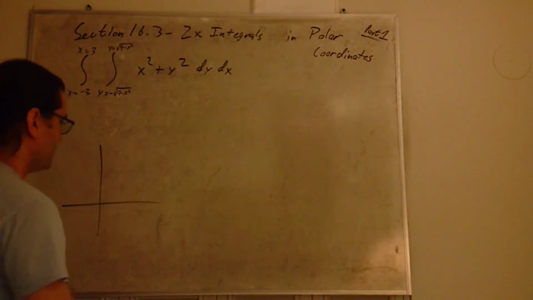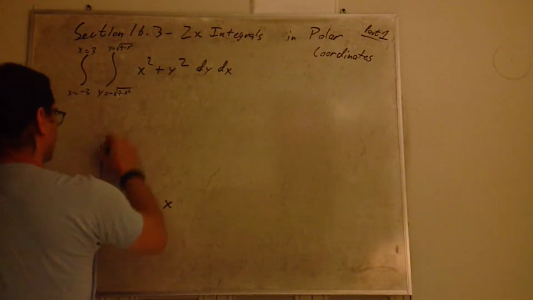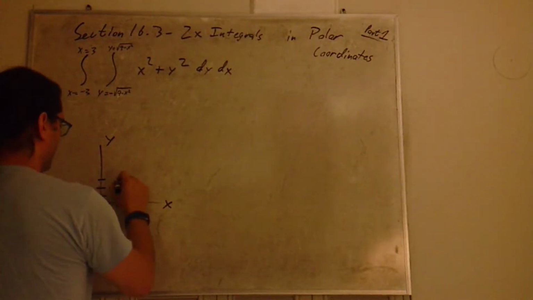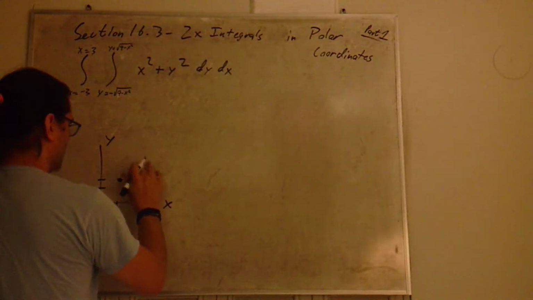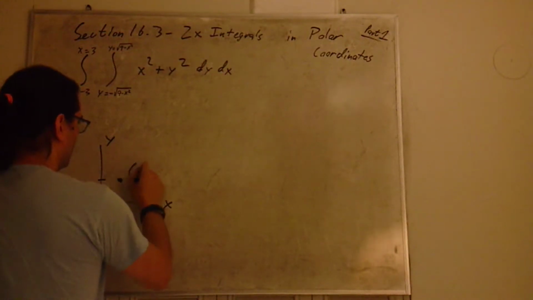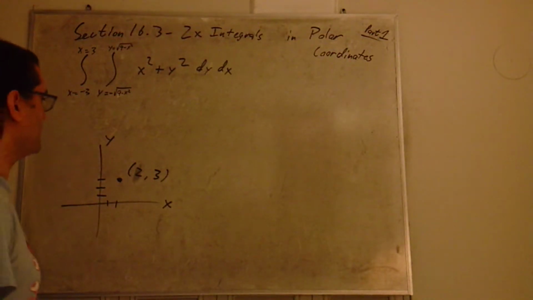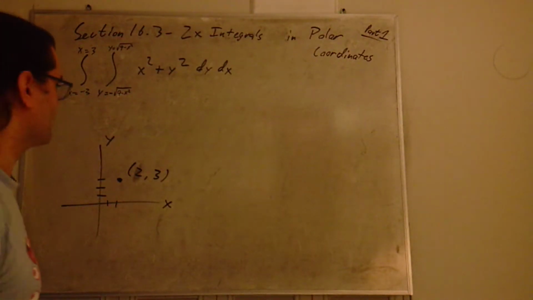In a rectangular coordinate system where this is x and this is y, if we're looking at a point like 2, 3, that means 2 units right and 3 units up. These things are called rectangular because it's all 90-degree angles. Sometimes it's called Cartesian because it was developed by a guy named René Descartes, who was a French philosopher and mathematician.